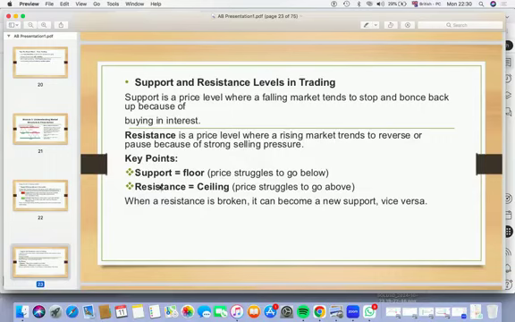So our resistance is what we call the ceiling, where buyers feel like the price is exaggerated, that it's too costly, too expensive for them. They tend to not buy anymore. So when a resistance is broken, it can become a new support, and vice versa, like the explanation we gave earlier.